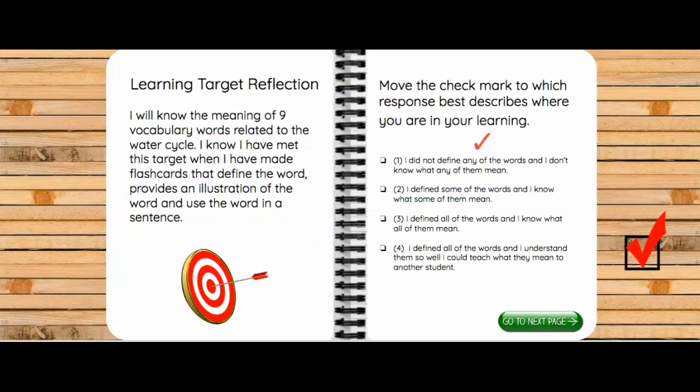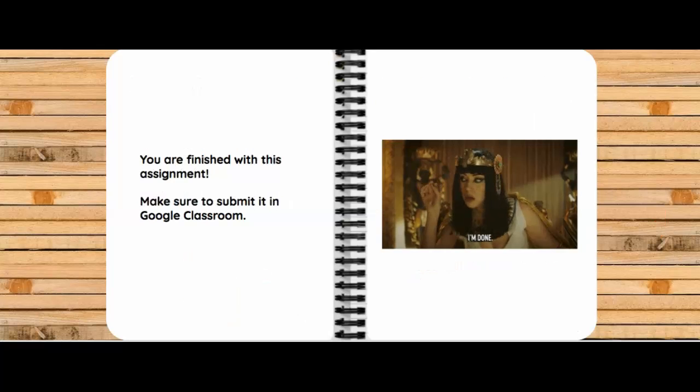And when you're done with that, go ahead in here and reflect on your learning target. Just move the check mark to where you are. Hopefully you're at a 3. I defined all the words and I know what all of them mean. Or maybe you're even at a 4 where you could teach other students. Hopefully you're here or here. And so after you've put where you best describe your learning, you can go on to this last page. You're done.